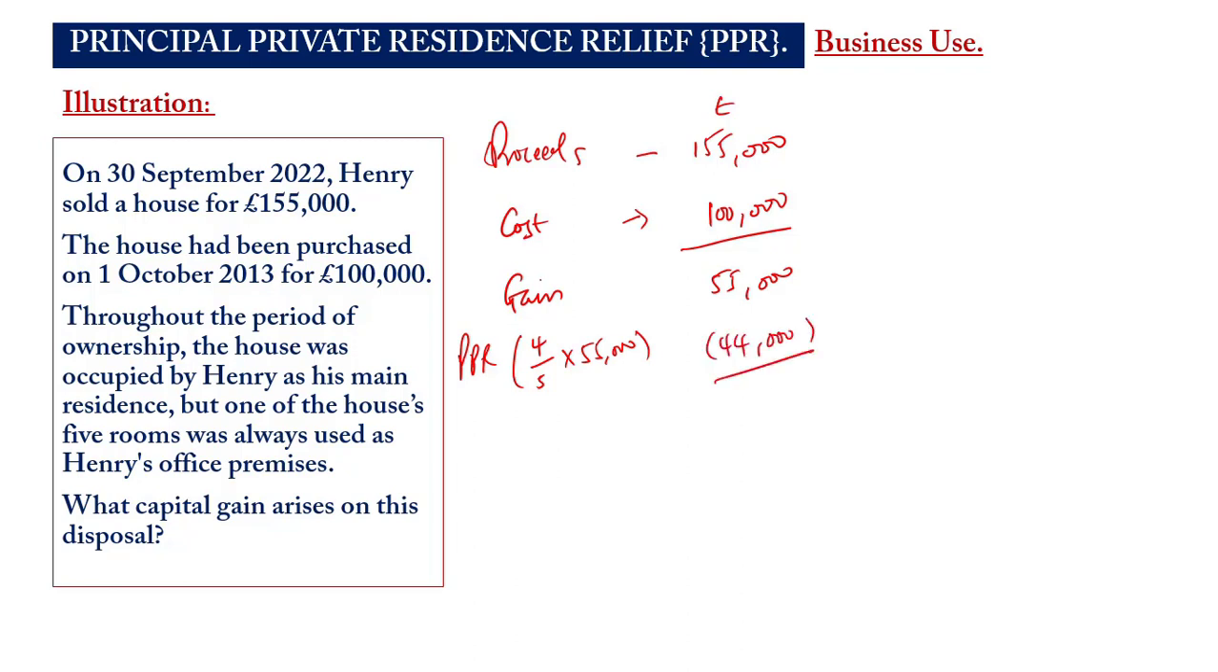So now the chargeable gain is going to be 11,000, which is basically the portion not covered by private residence relief, for the room being used for the office. Have you understood it, please? Okay.